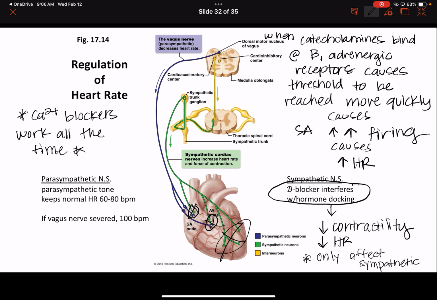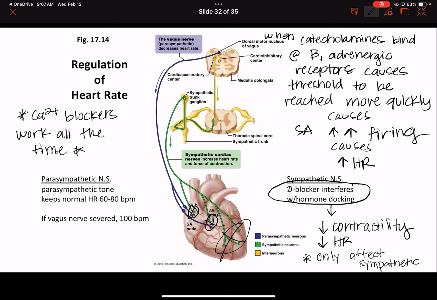So there's going to be a question on one of your exams that asks you what happens if the vagus nerve was severed, and I'll have a bunch of different options. The option that you're going to pick is that it increases the heart rate by 25 beats per minute. And it's going to give you a bunch of other options that are not true. I don't remember off the top of my head what they are. Okay, any questions about that? Okay.